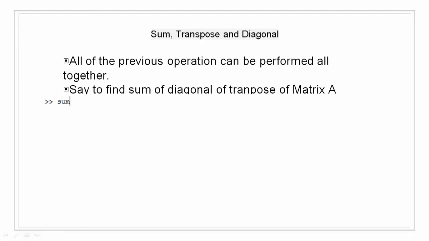We can use the combination of these operations to return easy solutions to cascaded items, such as finding the sum of the diagonal of a transposed matrix, such as this. This is just one of the examples that I could think of off the top of my head. There are many such things that are used during operations on matrices.